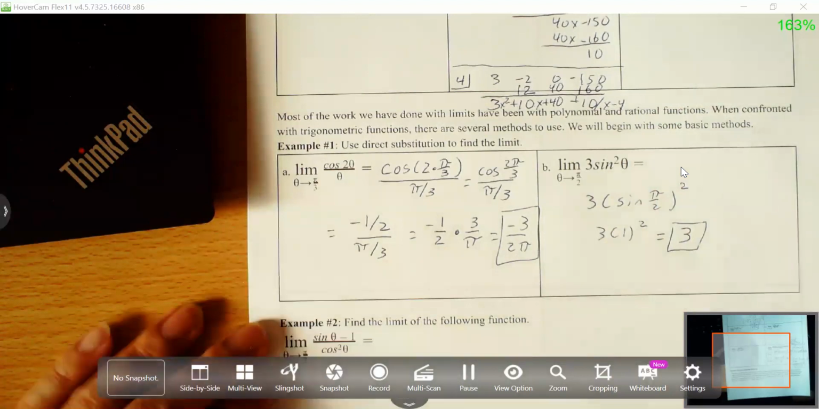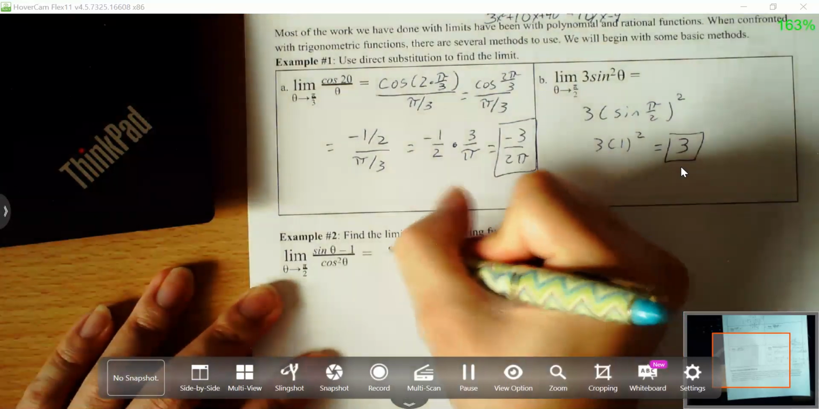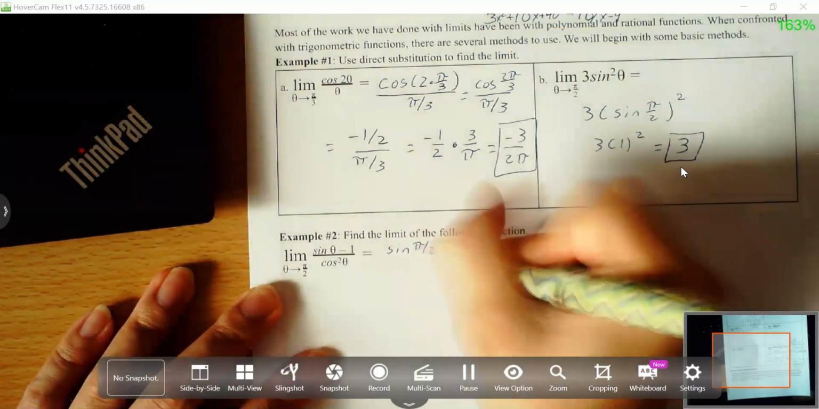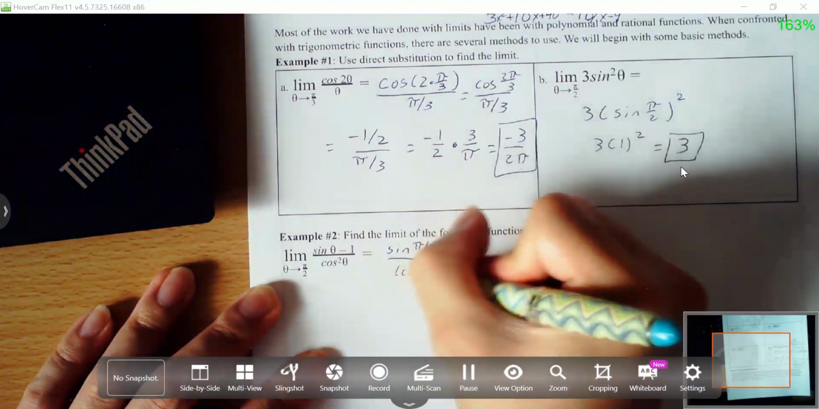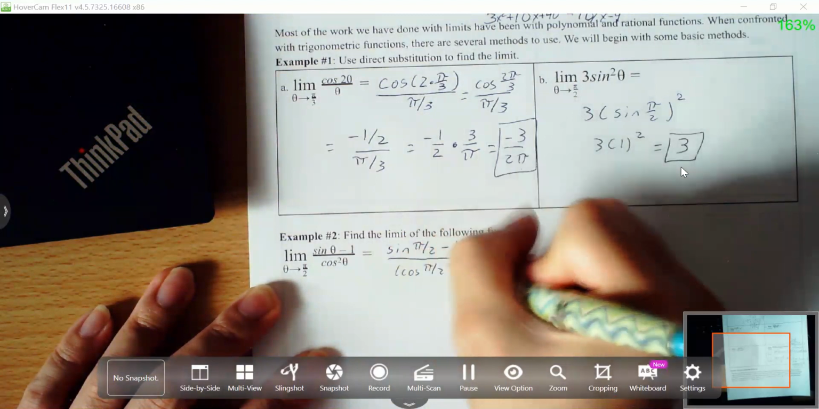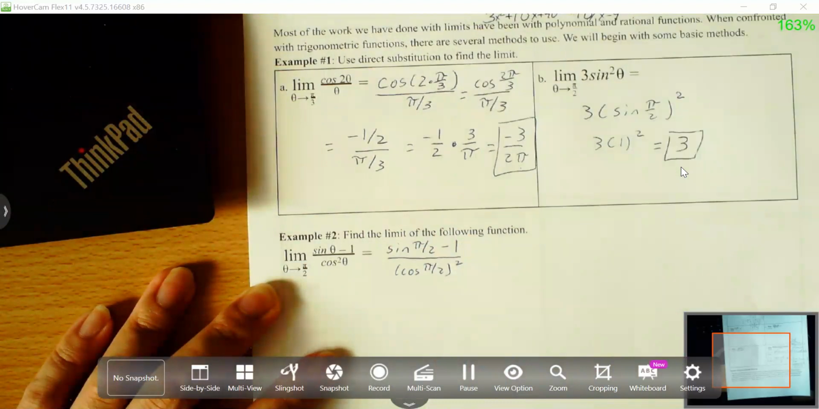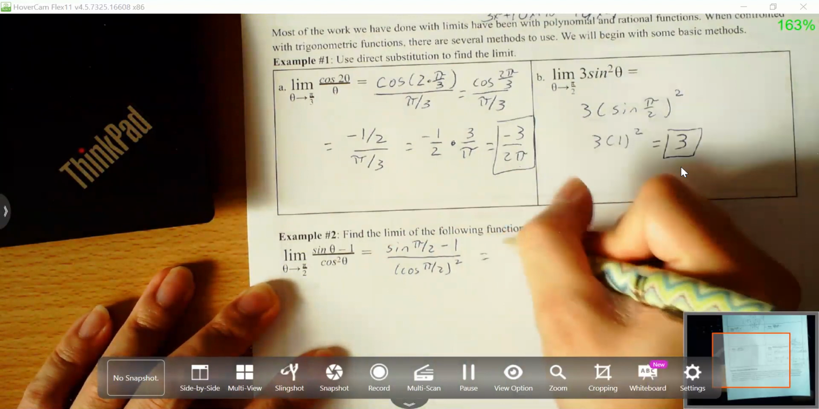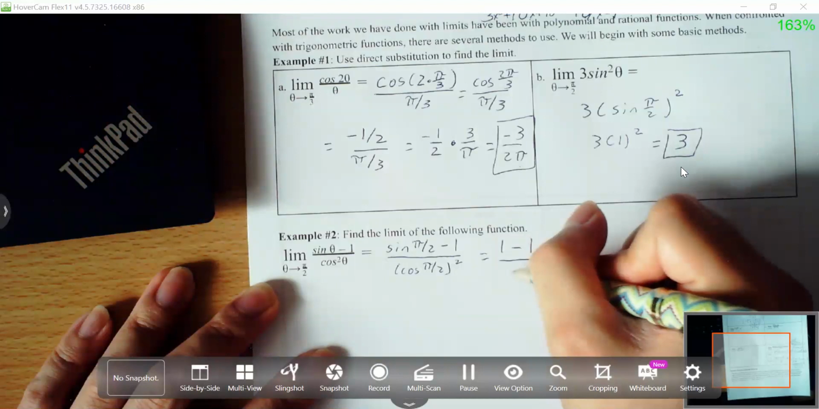Okay, so let's try example 2. Let's go ahead and plug in pi over 2 here. So I have sine of pi over 2 minus 1, all over cosine of pi over 2, squared. Okay. So sine of pi over 2 is 1. And the cosine of pi over 2 is 0.